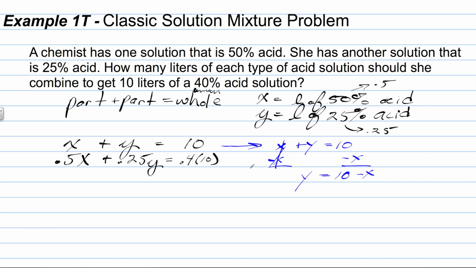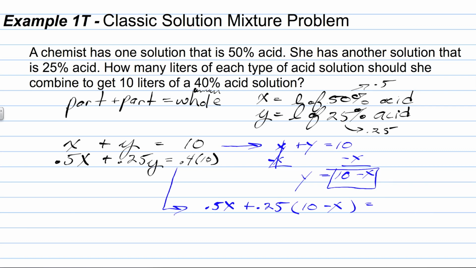There are 3 ways to solve systems, and this is a substitution problem. So what I'm going to do now is take this part, 10 minus x, and substitute it in for y into this equation. So I'm going to write this equation down, 0.5x plus 0.25, but instead of y, I'm going to put parentheses. And inside those parentheses, I'm going to put 10 minus x.